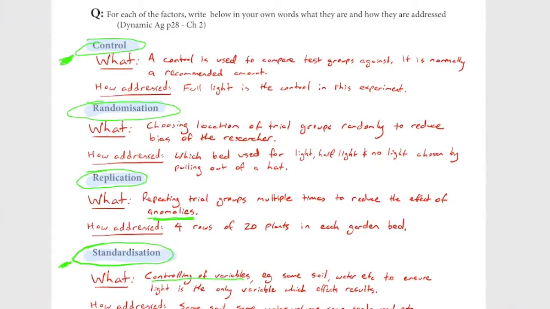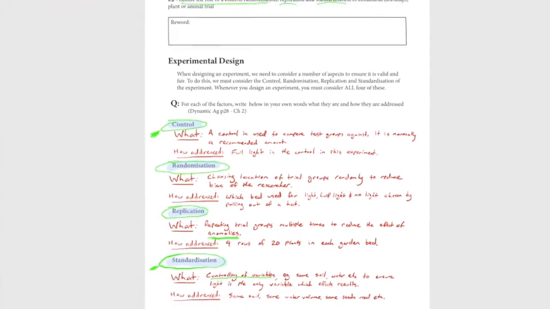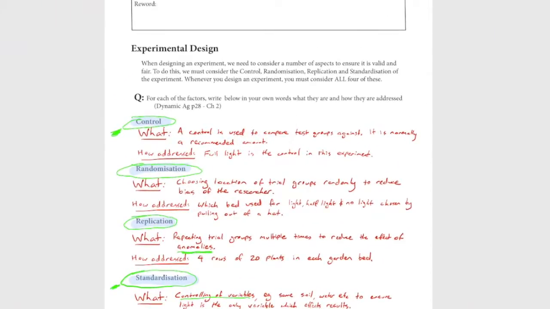That is the only thing that is different. Even the type of seeds are going to be the same. The spacing, all that kind of stuff is going to be the same. And the amount of light is the only thing that you change. So how do we address it in this experiment? You have the same soil, same water volume, same seeds used, etc. So that's basically E1 and E2 dot point, kind of done there.